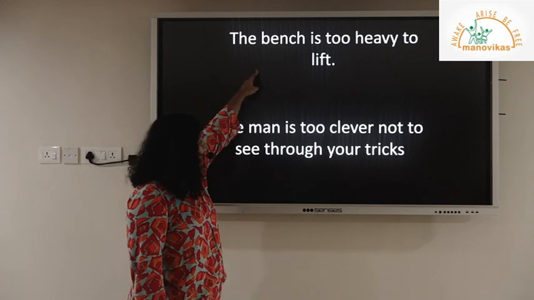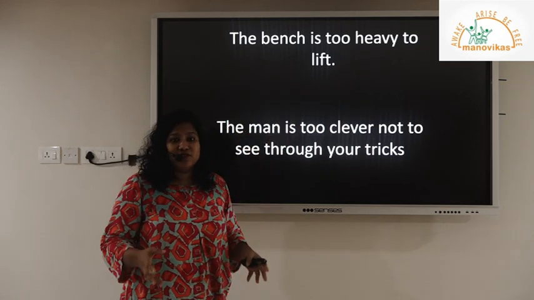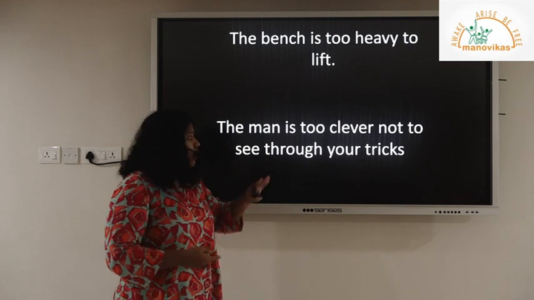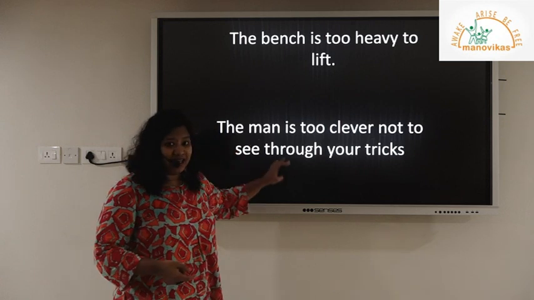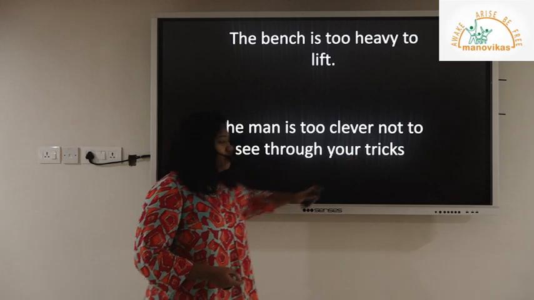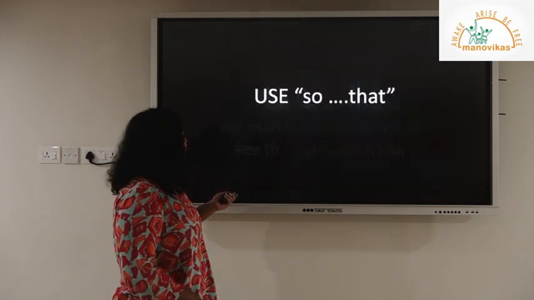So the first one is a positive sentence. Why? Because a positive sentence does not have no, not, never, none. If you look at the second one, it is a negative sentence because it has the word not. Okay? So because I've been able to identify this, now I can move further.